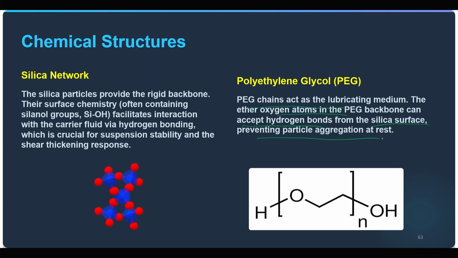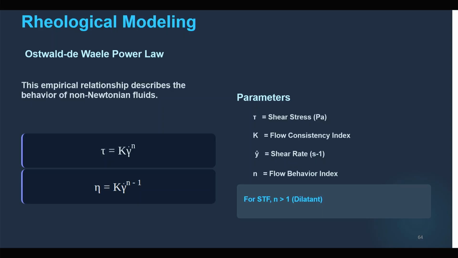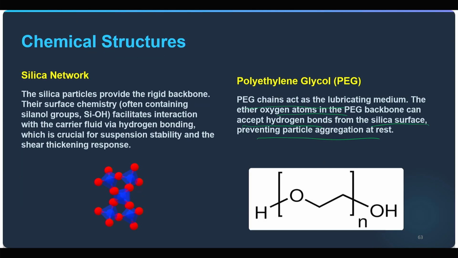So, that is important. Here the PEG actually forms the hydrogen bond with the silica nanoparticle, and in normal condition, in rest condition, they do not get agglomerated. But they get cluster formation at the high rate, overcoming the repulsive forces.